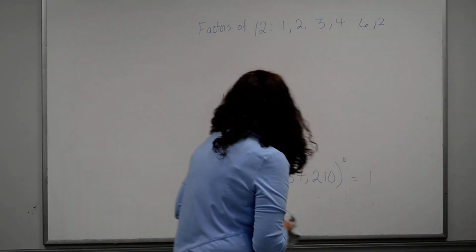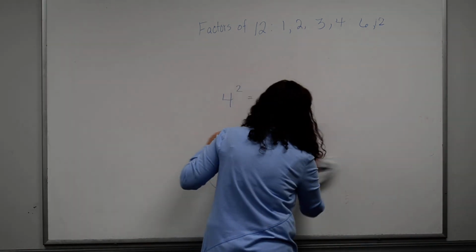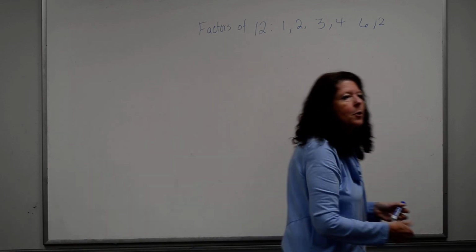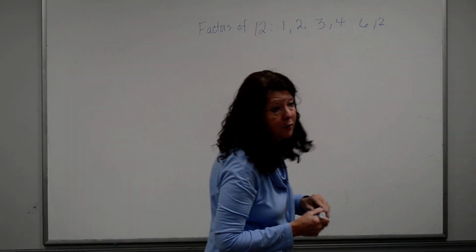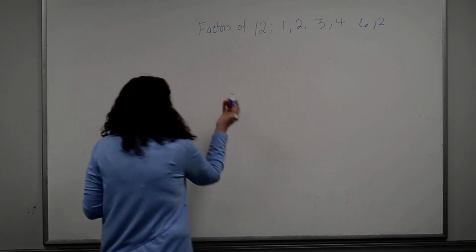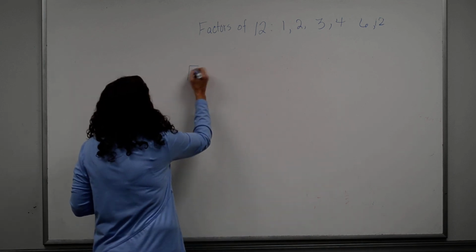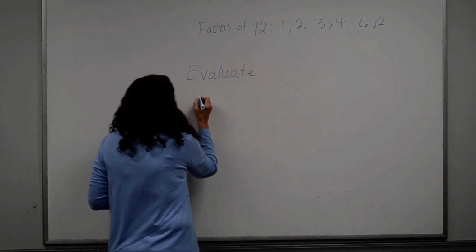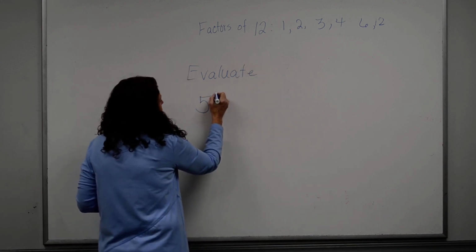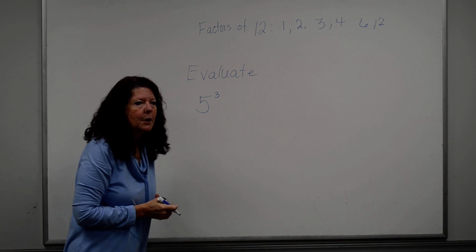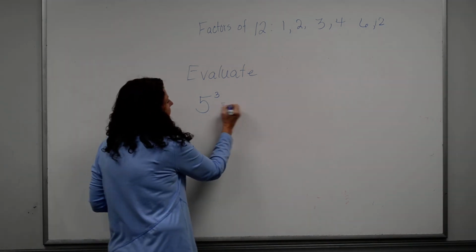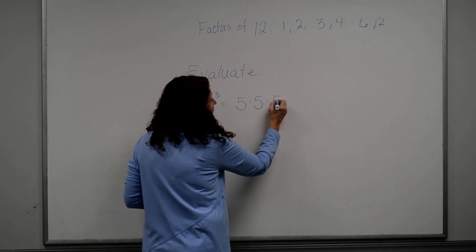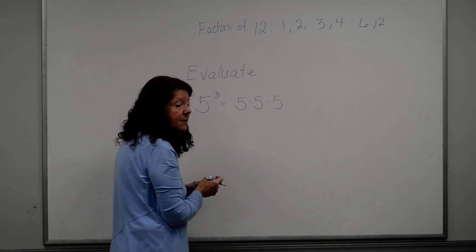You've got to be able to go back both ways. You have to be able to evaluate it, and you also have to be able to put it into exponential form. If it said evaluate 5 to the 3rd power, that means I've got to figure out what 5 times 5 times 5 is. 5 times 5 is 25.